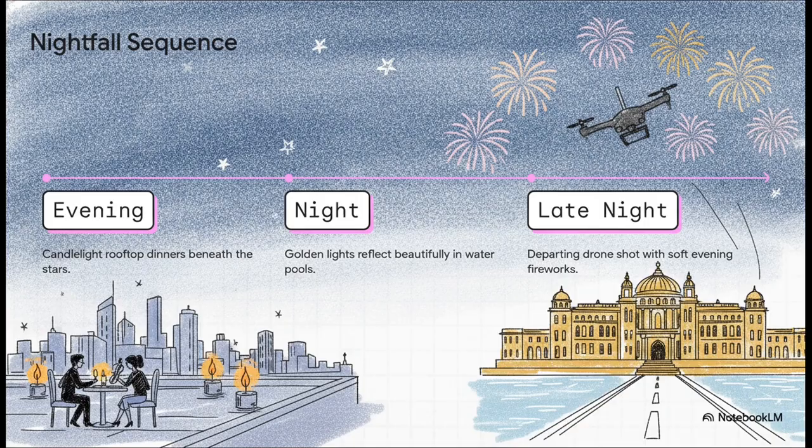Then, as true night finally sets in, the entire palace starts glowing with thousands of golden lights. And the prompt is specific. These lights have to reflect beautifully across all the fountains and water pools. Finally, by late night, we get this spectacular departing drone shot, paired with soft fireworks in the sky.